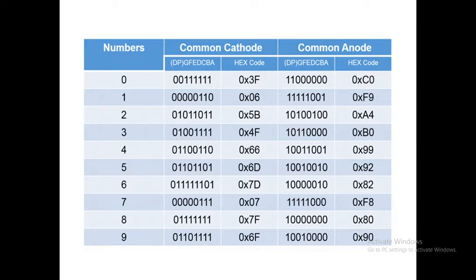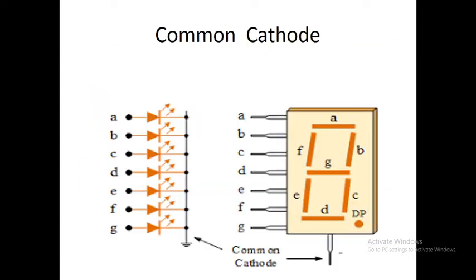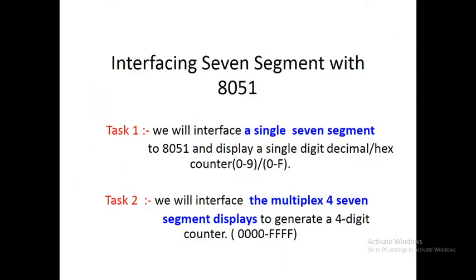Okay, here we just mentioned that common cathode and common anode are exactly in contrast. In common cathode, 1 means on and 0 means off, whereas in common anode, 1 means off and 0 means on, exactly opposite of common cathode. And according to that, the hex code is exactly opposite, which is listed here.